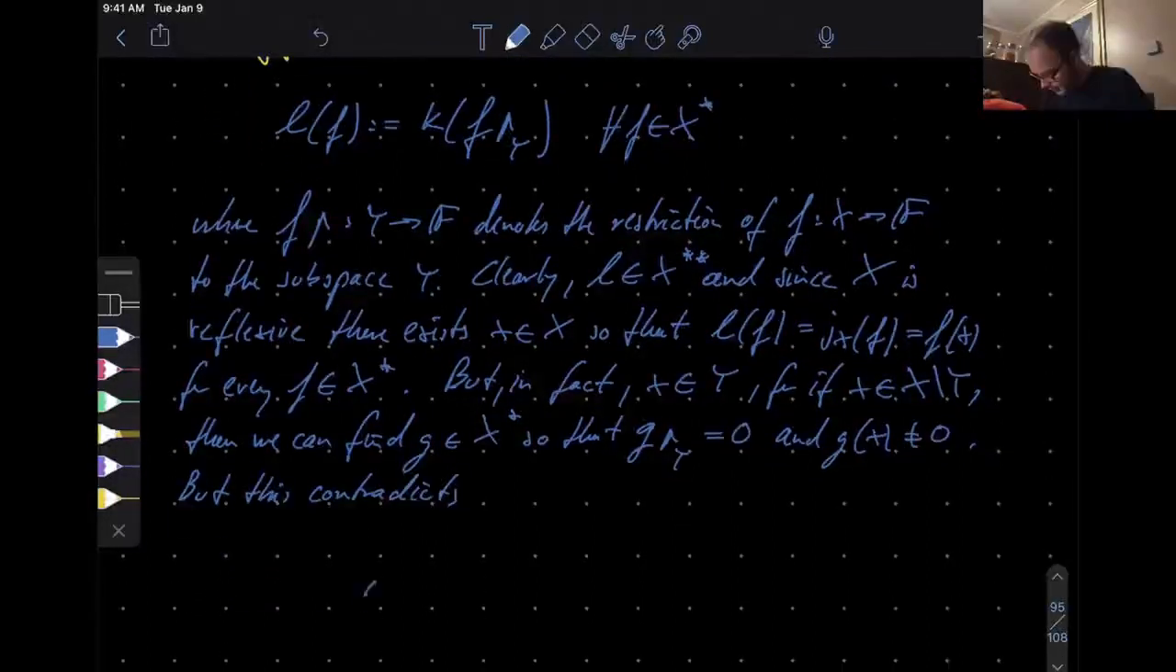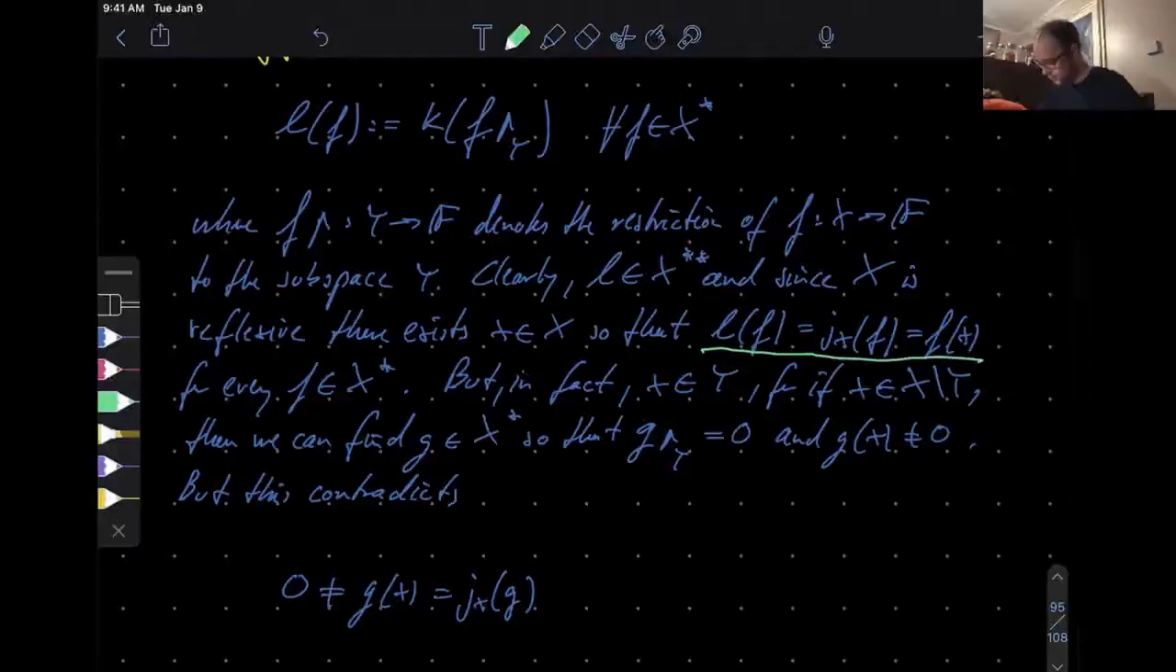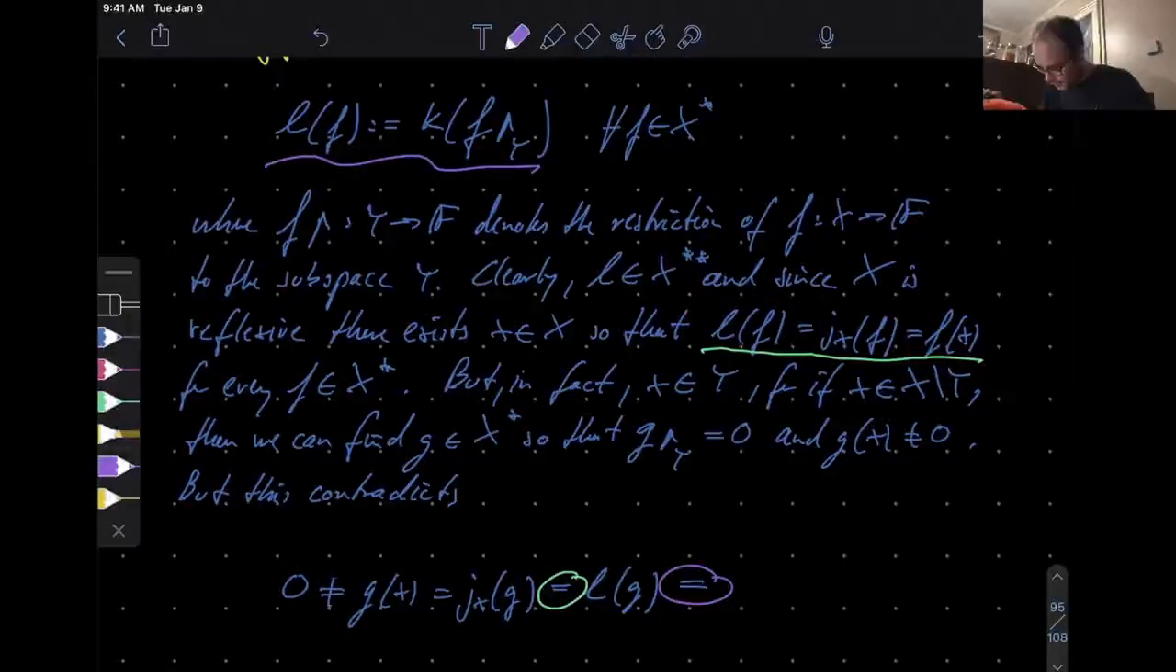So we have on the left g of x, which is different from 0 by consequence of Hahn-Banach. This is jx evaluated on g. Now jx on g, this is written up here for all linear functionals, in particular for this little g. It is equal to L of g. But now L of g, so this equality was the green one, and now this one here is the pink one.